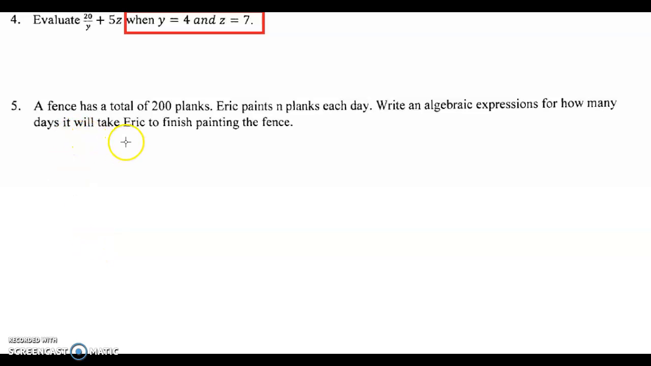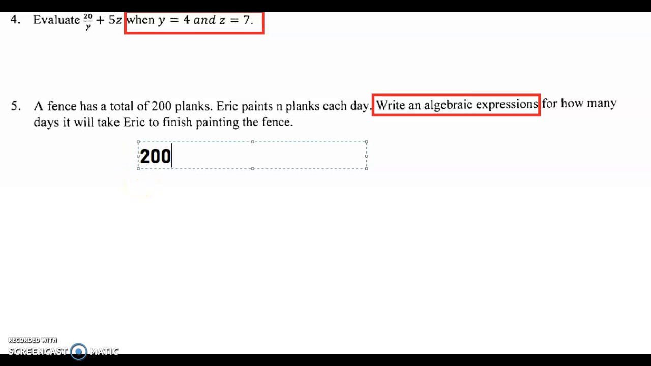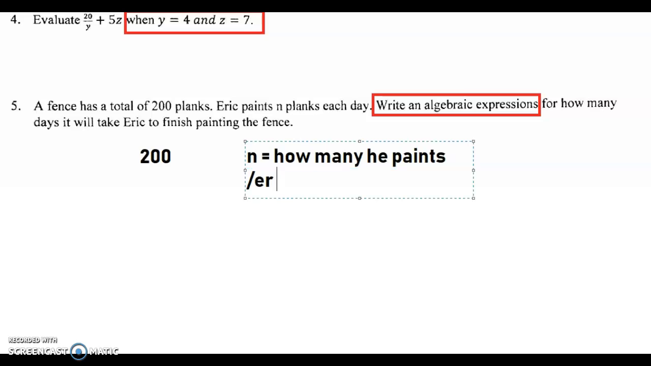All right, number 5 is a little trickier because we're going to have to write an algebraic expression. The question says a fence has a total of 200 planks. Eric paints n planks each day. Write an expression for how many days it will take Eric to finish painting the fence. So let's write some of our information out. A fence has a total of 200 planks, and he paints n each day. So n means how many he paints per day, right? Paints each day.